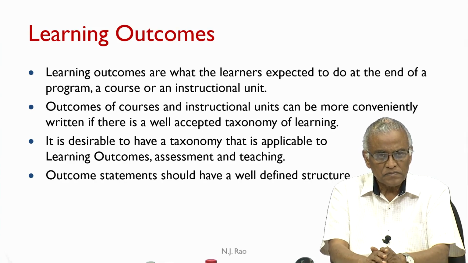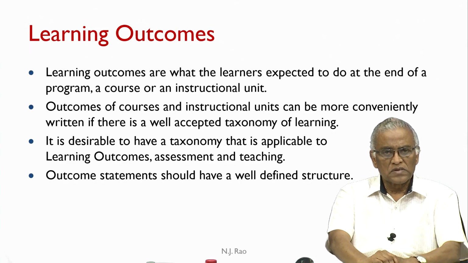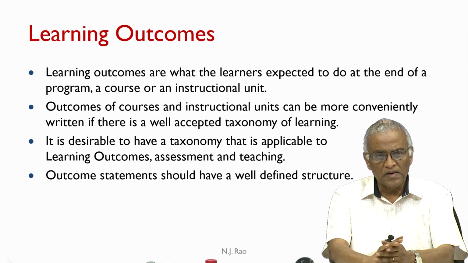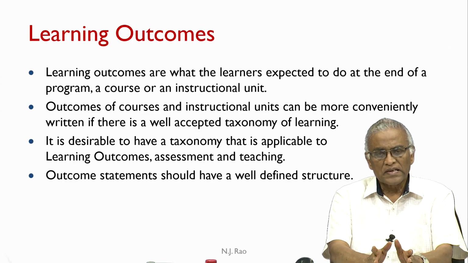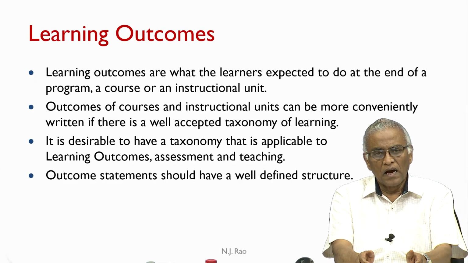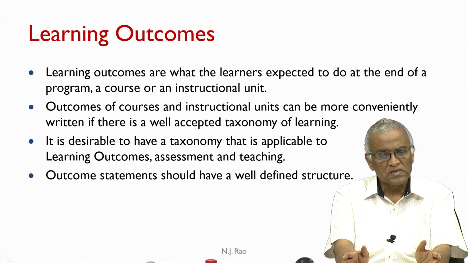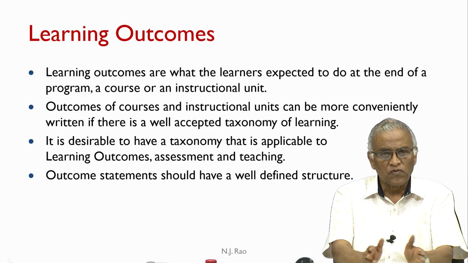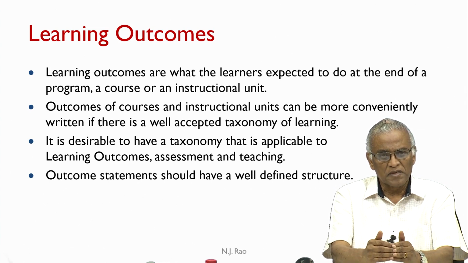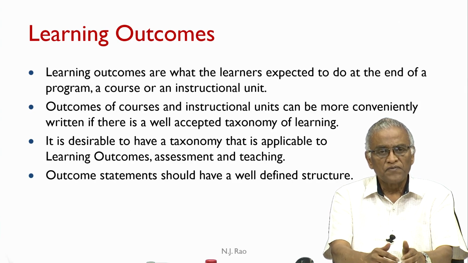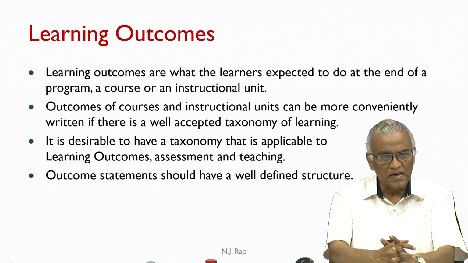Okay. So, one can use different words to represent what the student should be able to do at different levels. So, outcomes of courses and instructional units can be more conveniently written if there is a well accepted taxonomy of learning. Instead of intuitively writing, when you do that, different stakeholders, that means different students or different stakeholders, can have different understanding of what that statement is. If you follow a well accepted taxonomy, then it will be easy for all the stakeholders to understand it clearly.